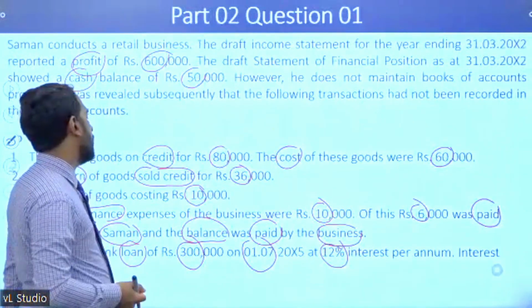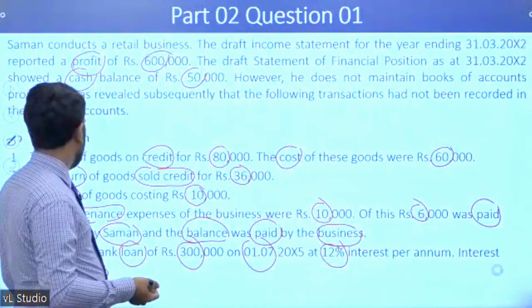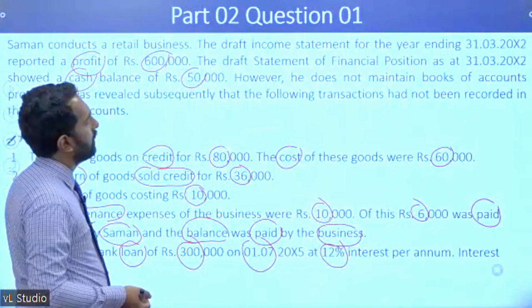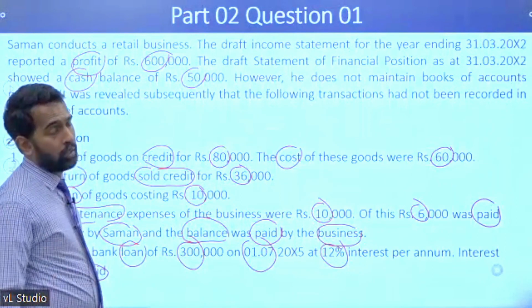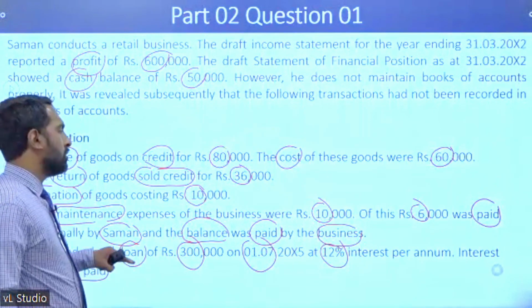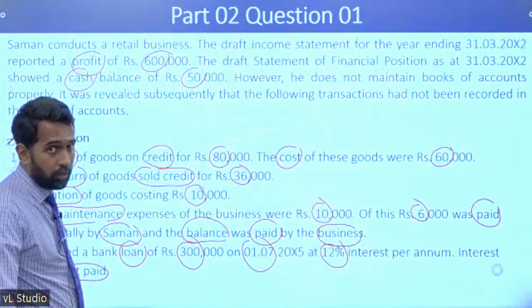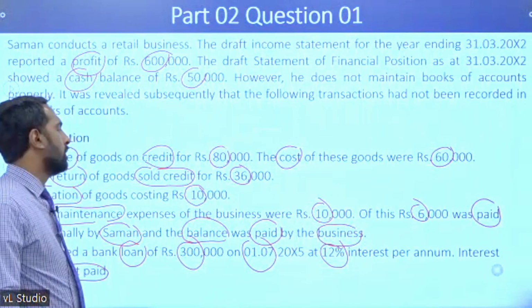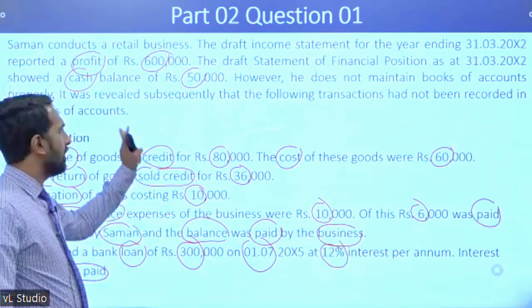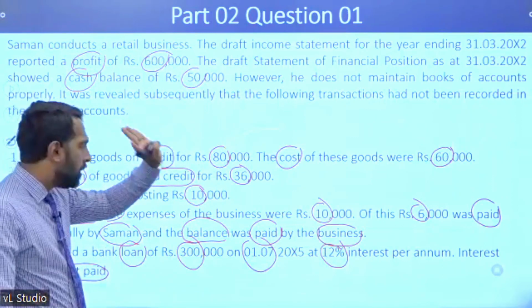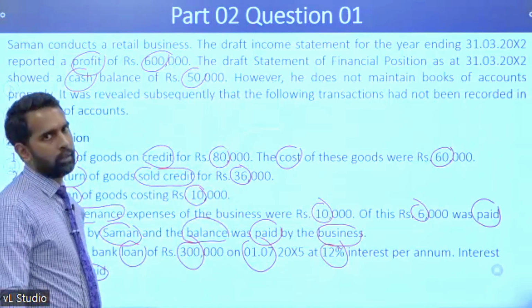Obtained a bank loan of 300,000 on 1st of July at 12% interest per annum. Interest is not yet being paid. So interest is not being paid, and interest is not being accounted. Right? If the interest is not being paid, obviously in this question interest is also not being accounted. So we have to account the interest as well. Generally, you don't have to, but in this question, they say that those transactions are not being recorded. If the loan is not recorded, interest is obviously not recorded.